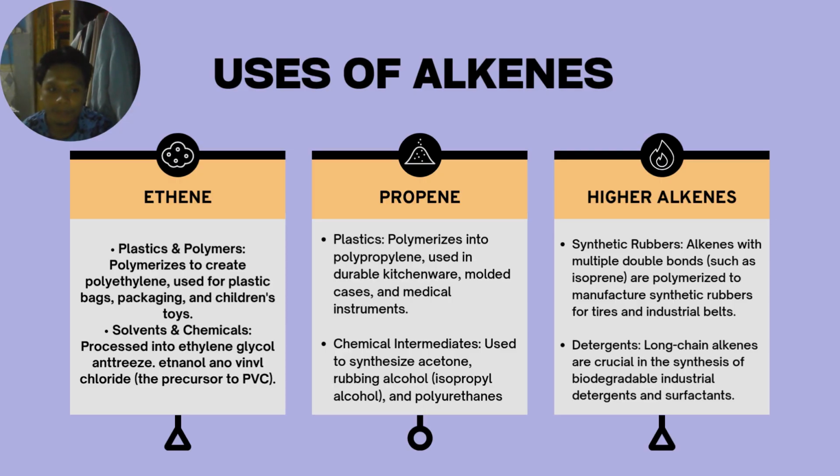Next is propene. Propene is polymerized to produce polypropylene. Polypropylene is used in kitchenware, molded containers, and medical equipment. Propene is also an important chemical intermediate for producing acetone and isopropyl alcohol. Finally, the higher alkenes have many industrial applications. Some are used to manufacture synthetic rubber for products such as tires and industrial belts. Long-chain alkenes are also used in the production of detergents and surfactants that are commonly found in cleaning products.